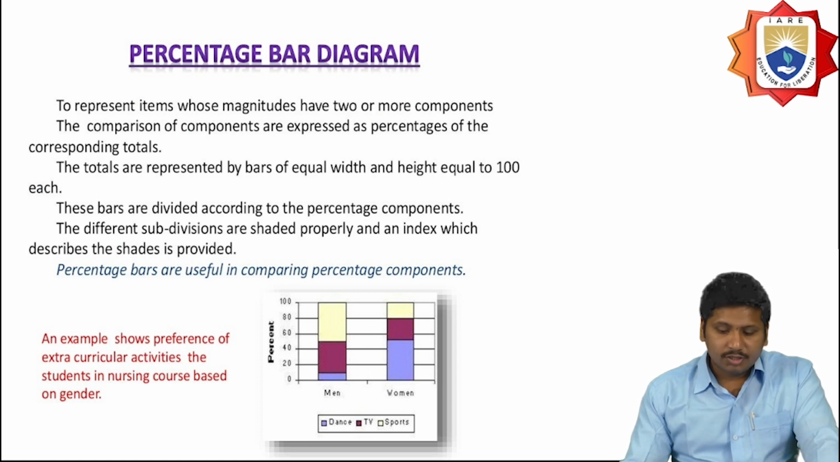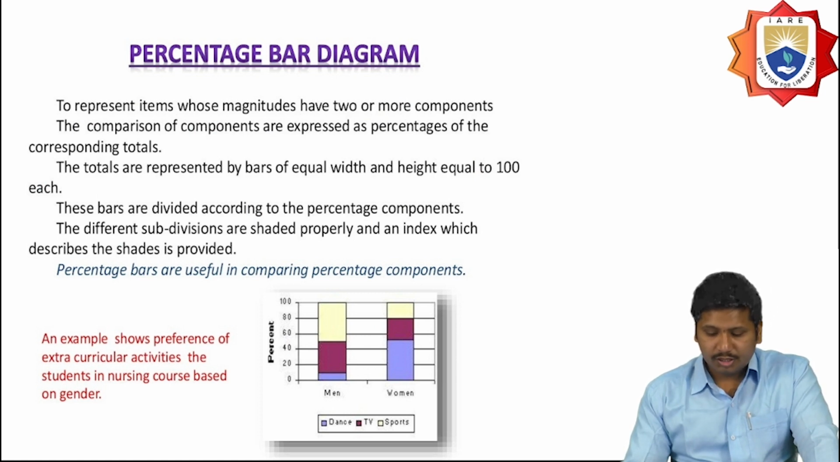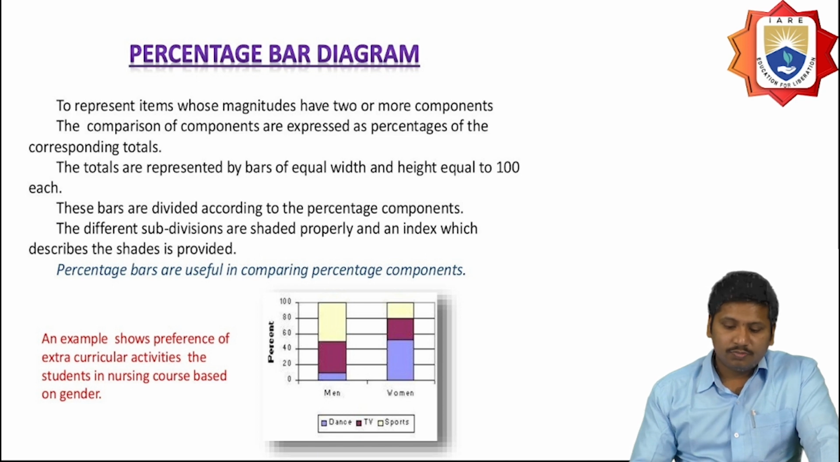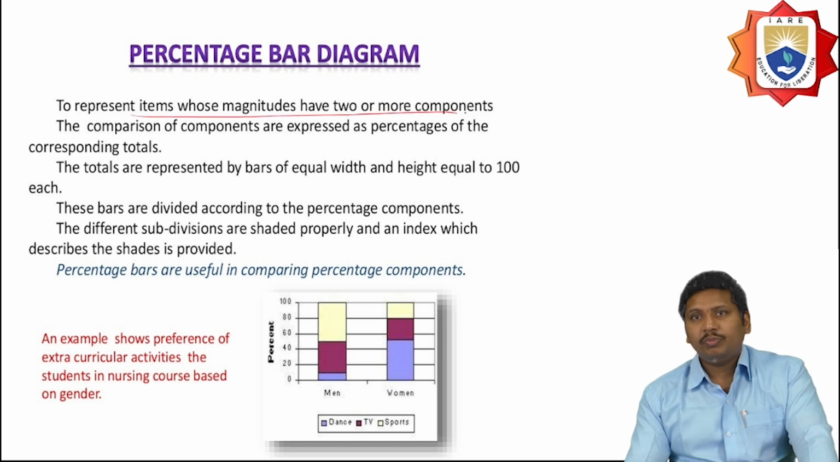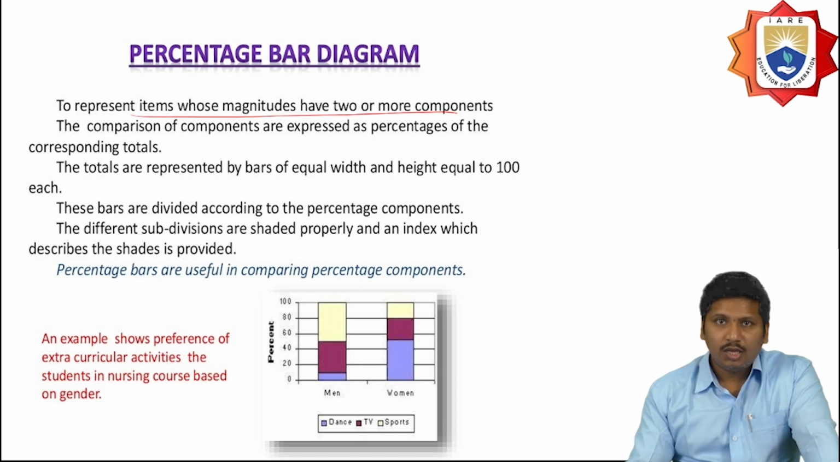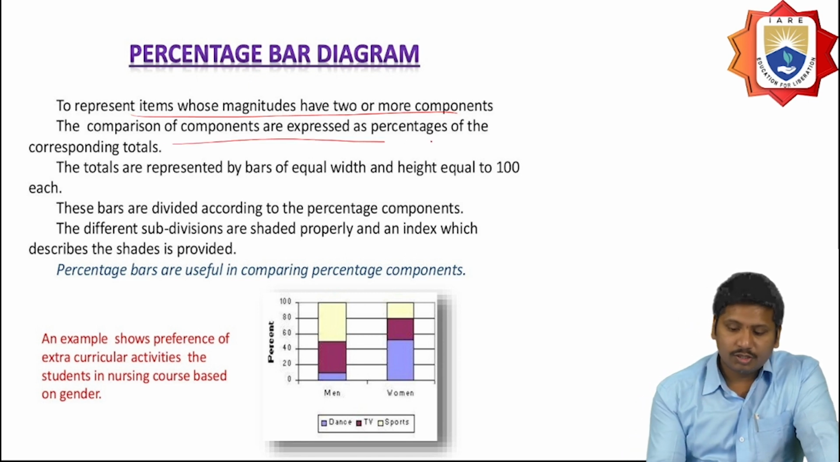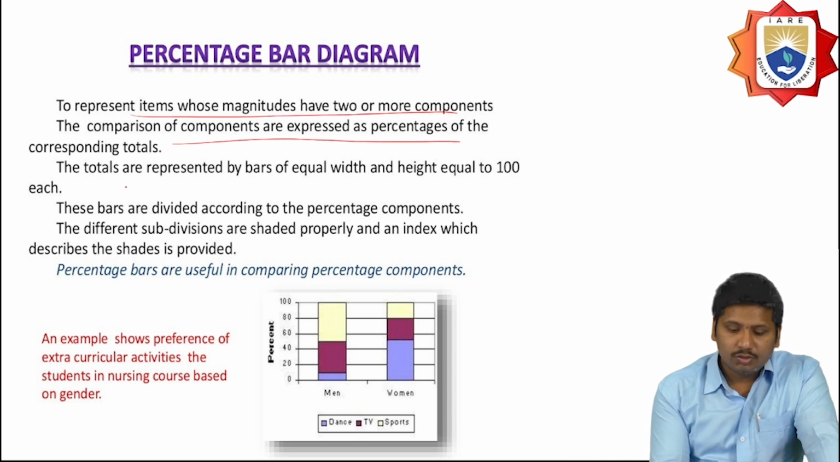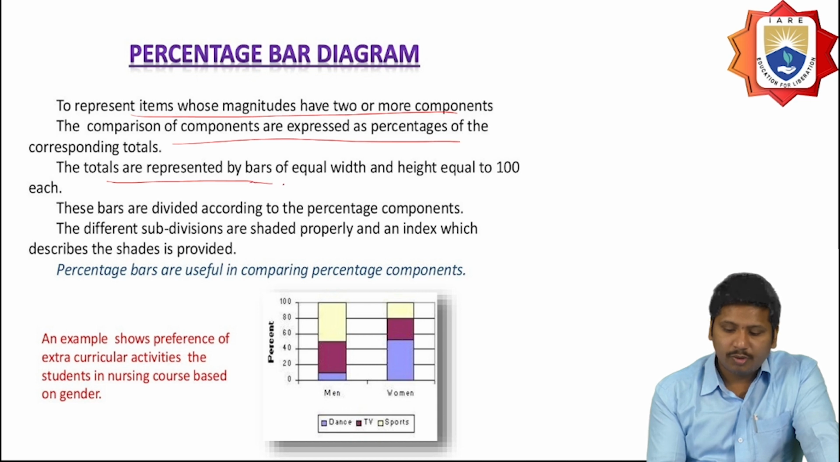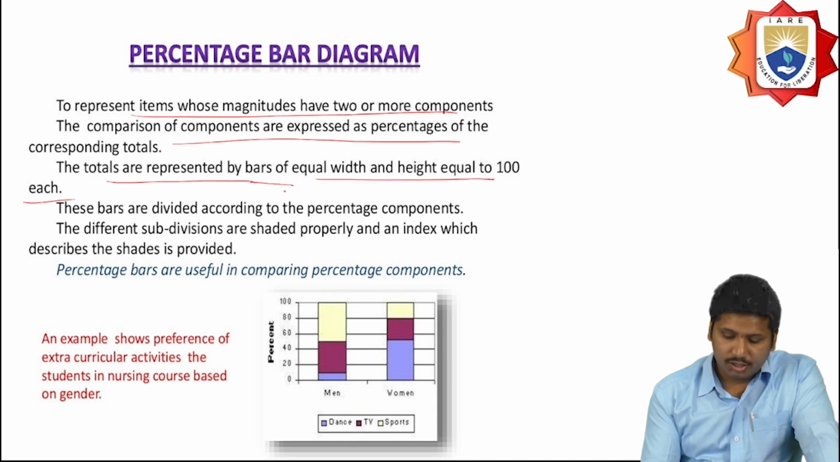And the next one is the percentage bar diagram. So what is a percentage bar diagram? This percentage bar diagram can represent magnitudes with two or more components, and the comparison of the components is represented in the form of percentage, and the totals are given. Those totals are represented by bars of equal width and height, each equal to 100, right? So the percentage should match with 100. So 100 is the common.